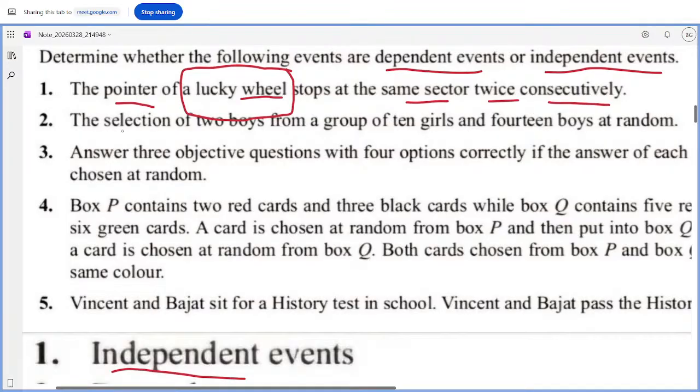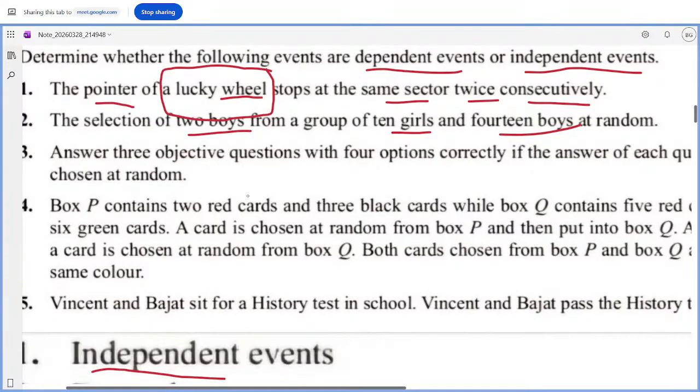All right, so next one, question 2. Selection of 2 boys from a group of 10 girls and 14 boys at random. Again, the keyword is random. So do you guys think dependent or independent?